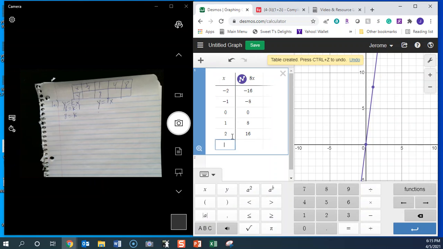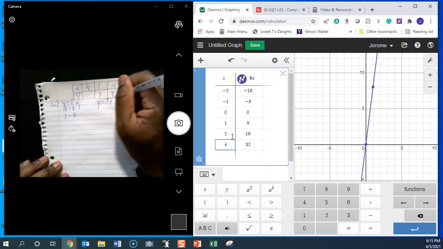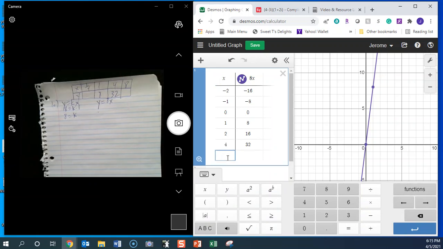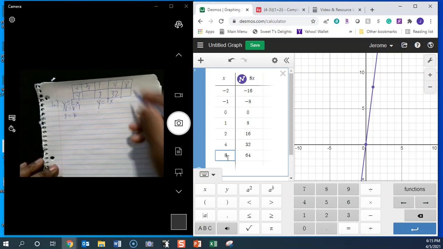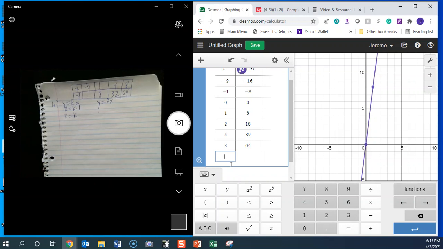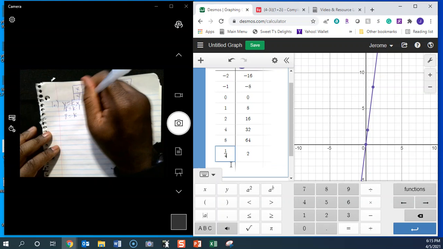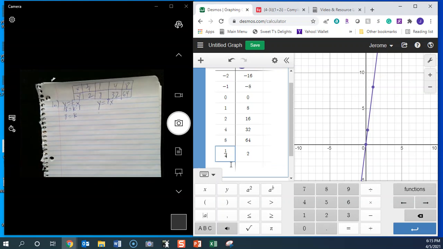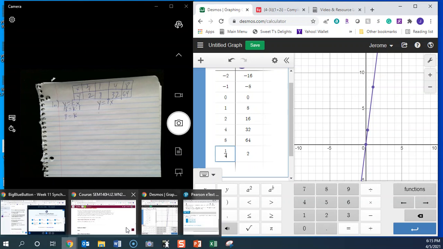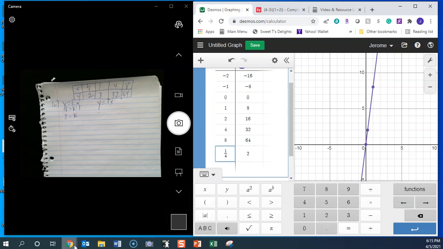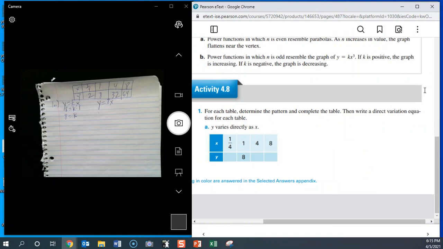So we already have what 1 is. We could put in 4. So then that'll be 32. We could put in 8. That'll be 64. And then we can even put in the 1/4. And that will give us 2. So now we filled out this table. All right, or you can do it by hand. There's nothing wrong with doing it by hand.